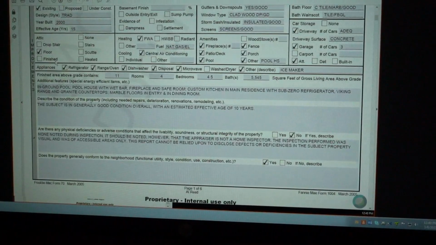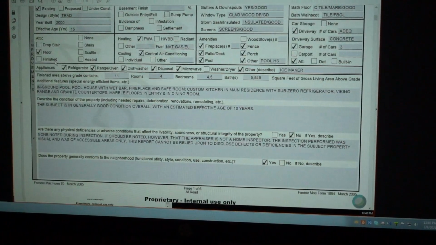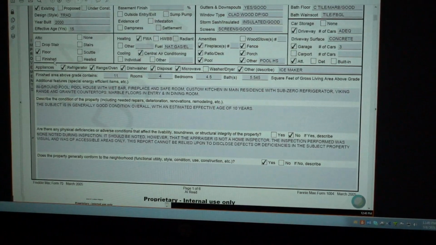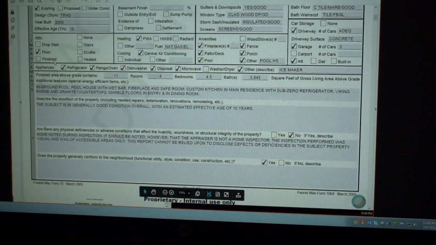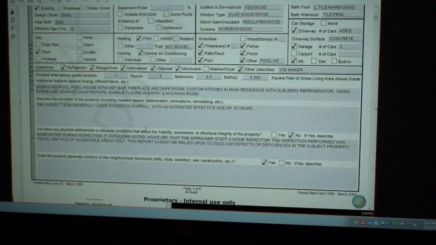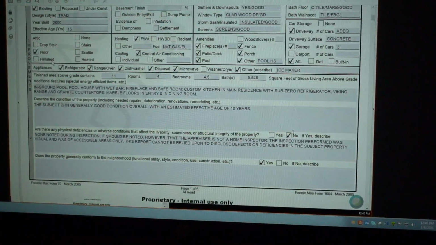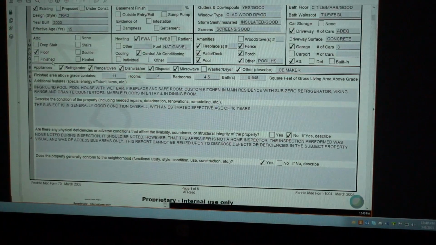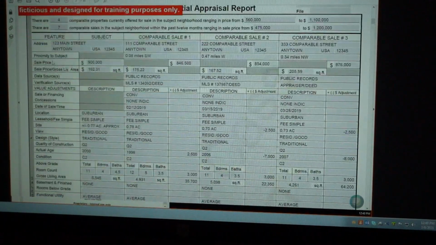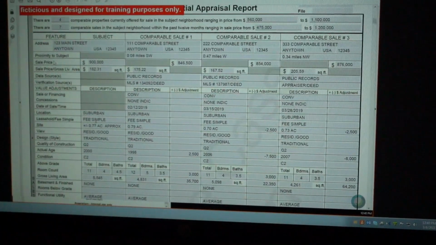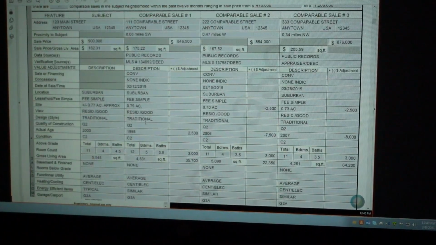The overall condition is good condition. There's no issues. Any physical deficiencies? Again, are there any physical deficiencies or adverse conditions? That's going to be a test question. In this case, the answer will be no because there's nothing. Make sure you check all of it.